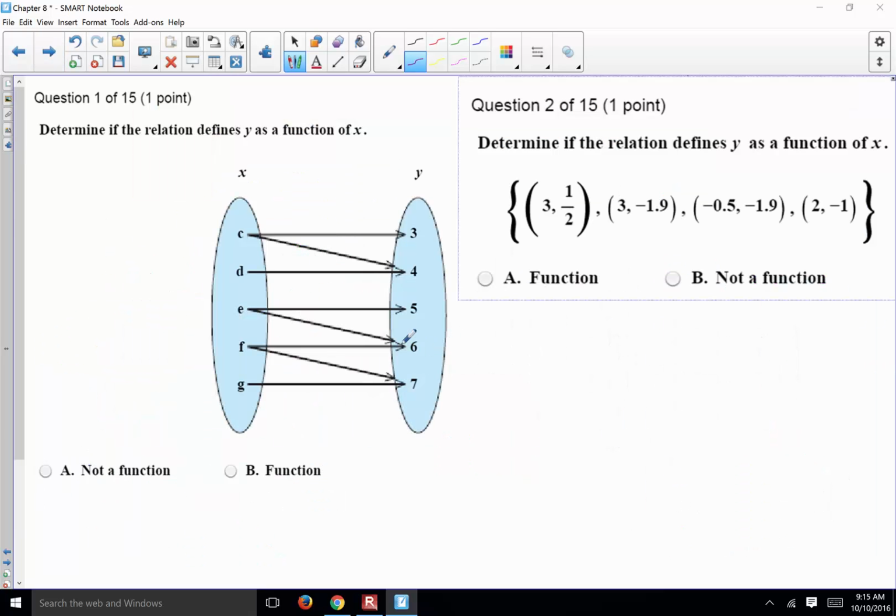Alright. There are 2 questions related to what we just learned. So in our homework, let's do the first one. True or false? Is this a function or not?